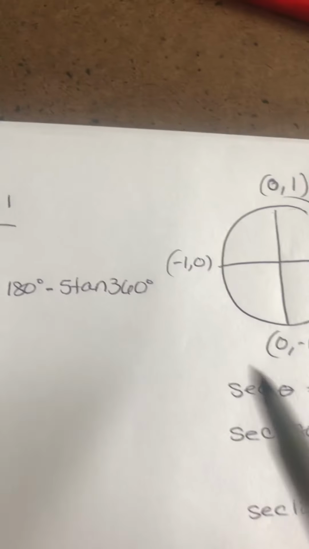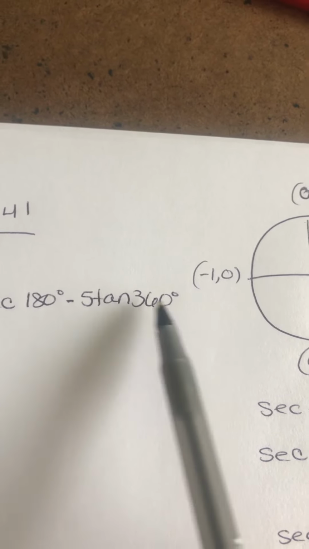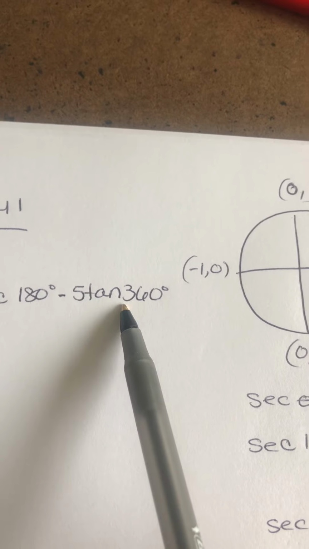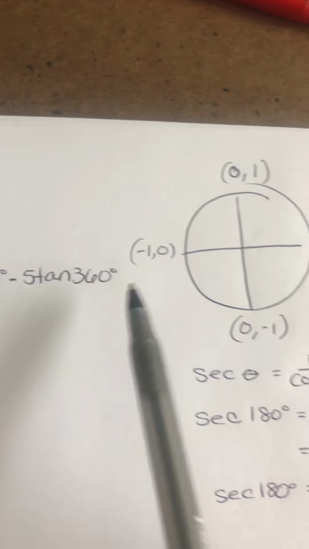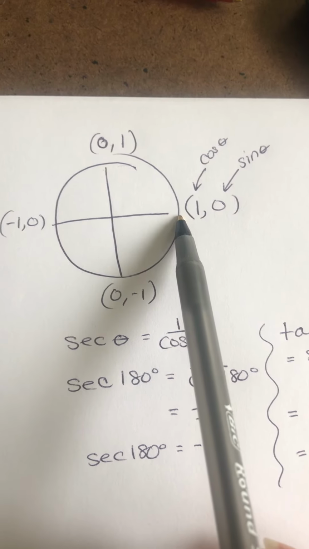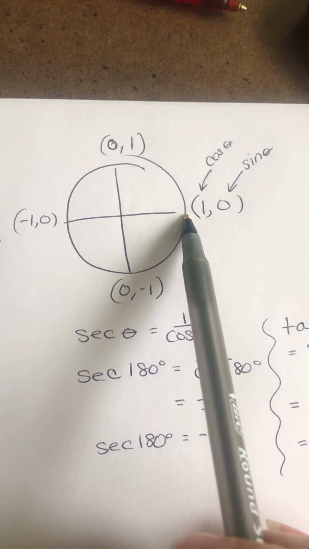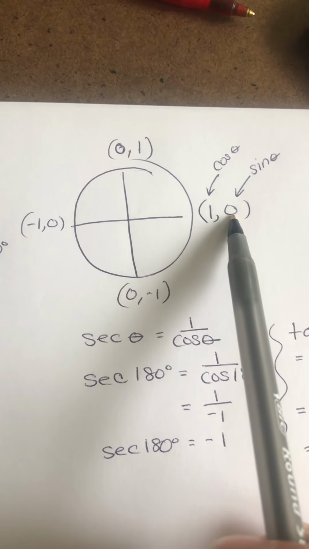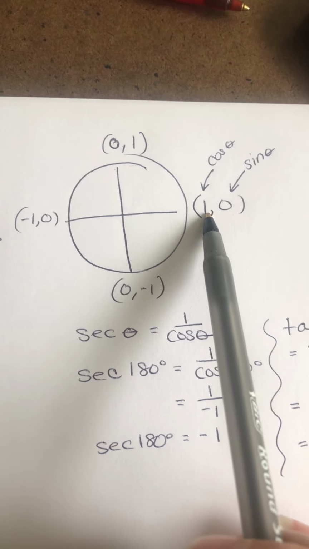The next thing I want to think about is this part of the problem, 5 times the tangent of 360. So I'm looking over here at this point, 360 degrees. I know that the sine value is 0 and the cosine of theta is 1.